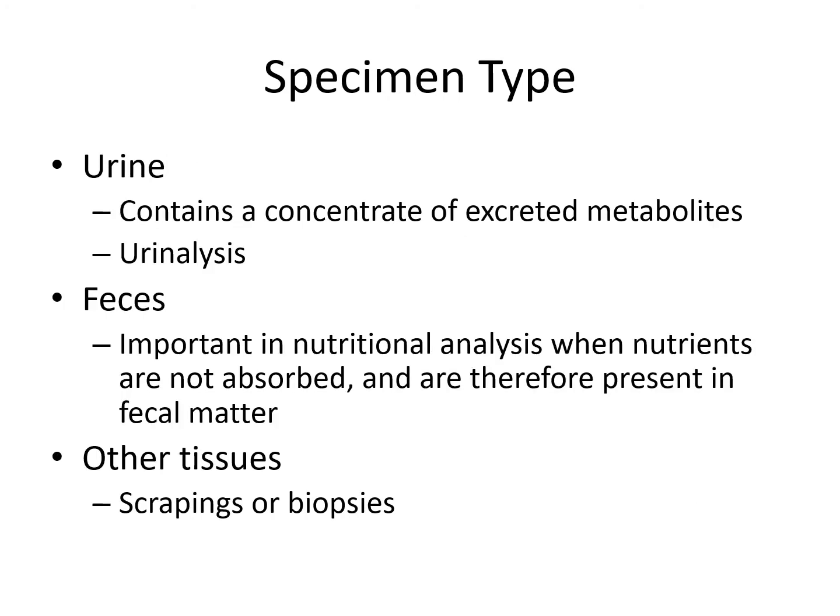Other specimen types, so we have urine. Again, here we're looking at excreted metabolites through urinalysis. Looking at the feces, especially for nutritional analysis, if we're looking at malabsorption disorders, this is going to show up in stool samples. And then other tissue samples, including scrapings or biopsies, again for specialized conditions, for example, things like celiac disease, where we may be looking at a biopsy or scraping from the intestines, etc.